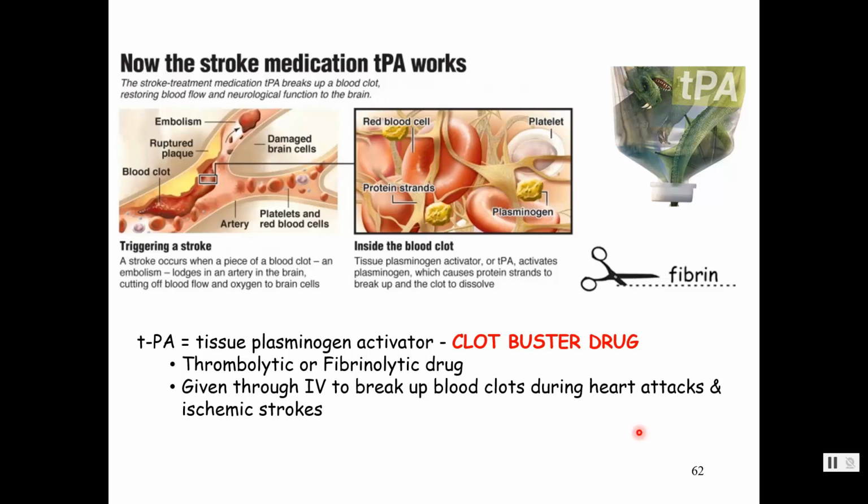That way, if it was a heart attack, it would reduce the damage to the myocardium, to the cardiac muscle. And if it was in the brain, it would restore blood flow going to those neurons, so there would be less brain damage. And so TPA, tissue plasminogen activator, is going to be given through an IV to break up clots during heart attacks and ischemic strokes.